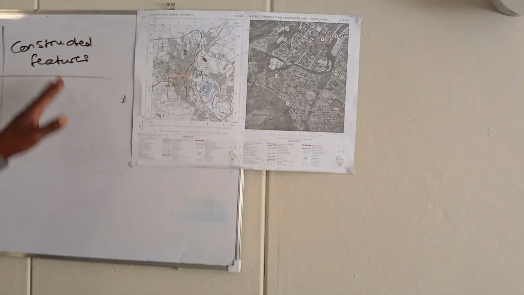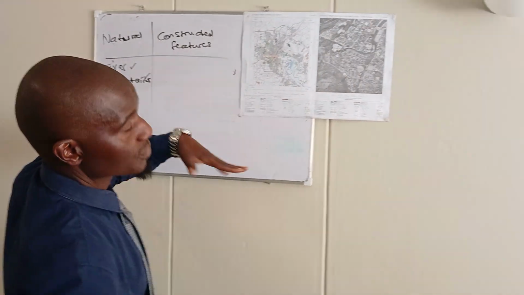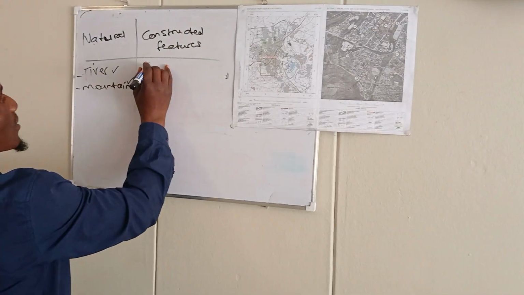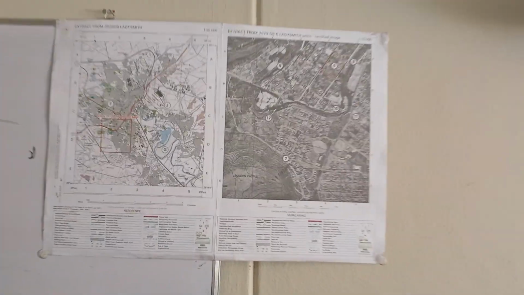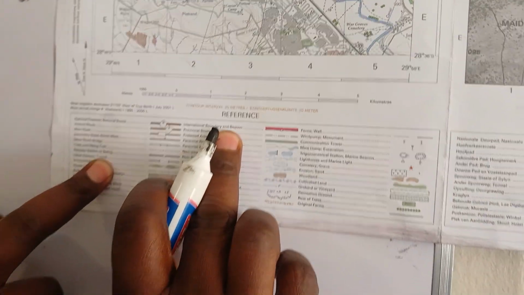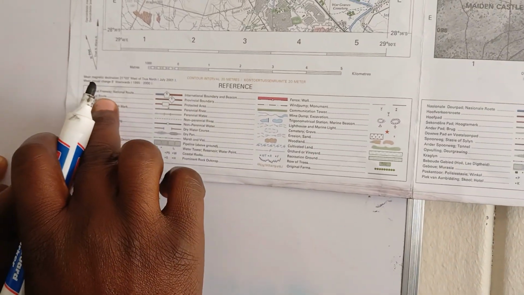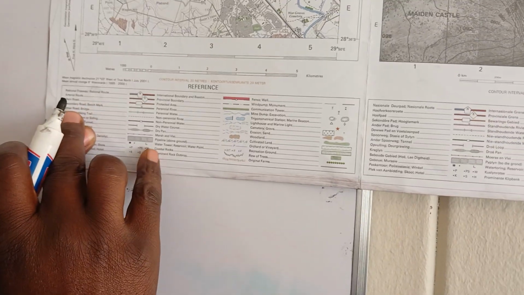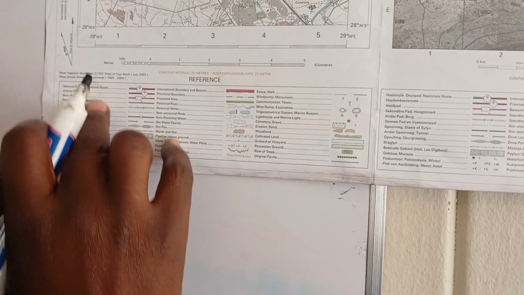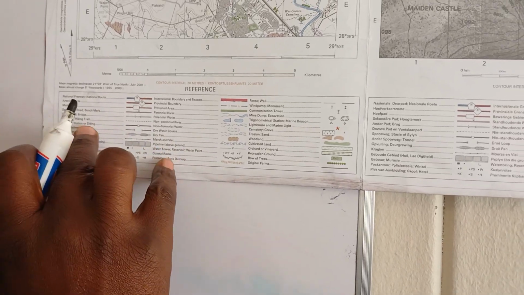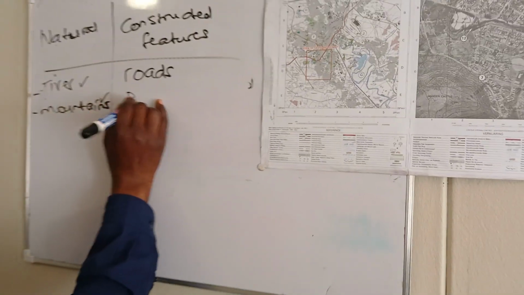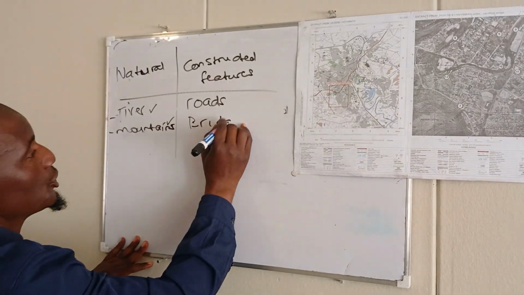Then when you talk about the constructed or man-made, I'll just take what we have there. We have the roads. You can make use of your reference, which is more like your key. You can see there's a national freeway, national route, arterial route, main road, and secondary road. All these are constructed features. There's trek and hiking trail. All these are constructed features. I can also write there is a bridge.